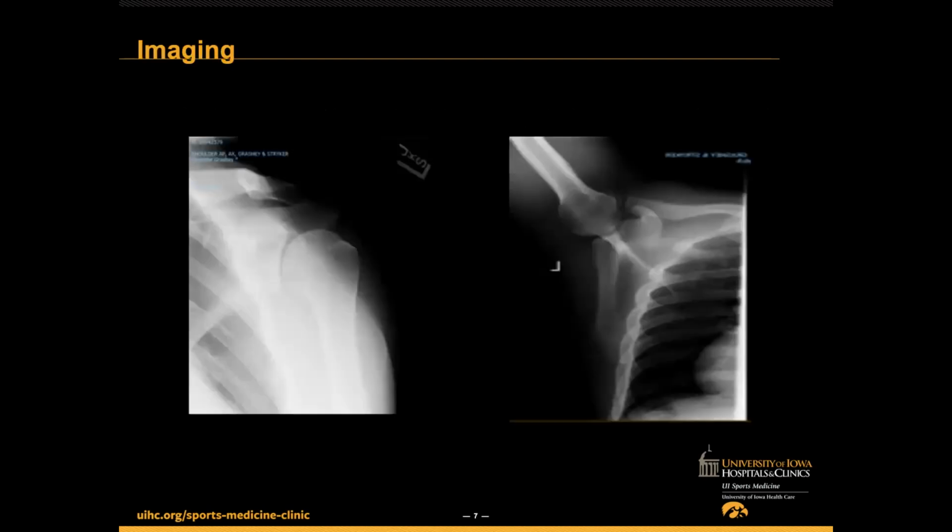We obtained plain films at the beginning of the appointment that were all within normal limits, no bony abnormalities, preserved joint spaces. The AC joint doesn't project very well here, but it was normal. So nothing terribly revealing on his x-rays.